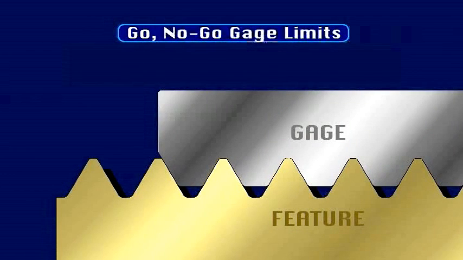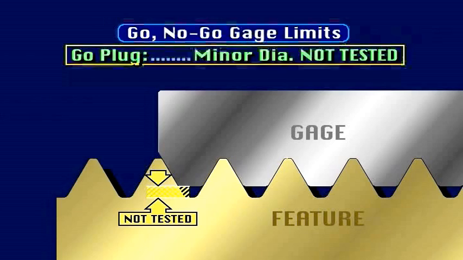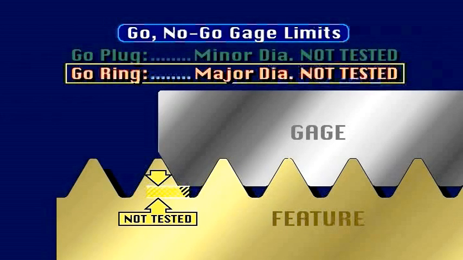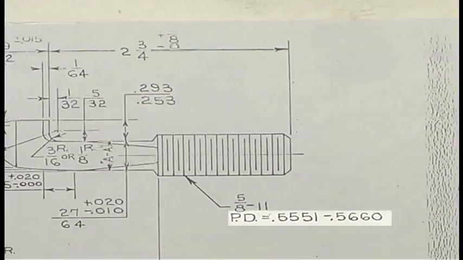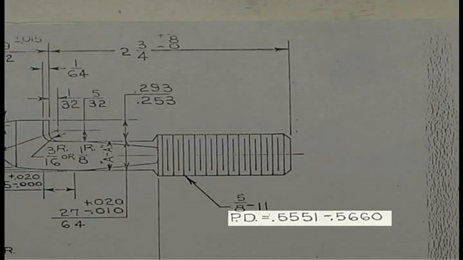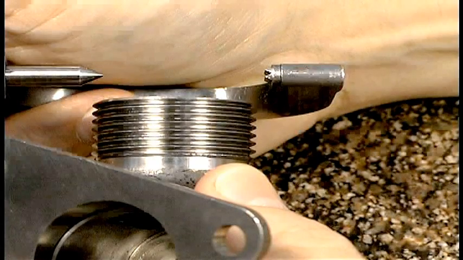Because most plug and ring gauges are designed to check the pitch diameter, one feature dimension is not checked at its tolerance limits. On go plug gauges, the minor diameter is not tested, and on go ring gauges, the major diameter is not tested. Since go, no-go gauges do not provide a measured value of any feature checked, you may be required to measure pitch diameter on OD threads with a gauge which reads variables. To do this, you can use a pitch micrometer.